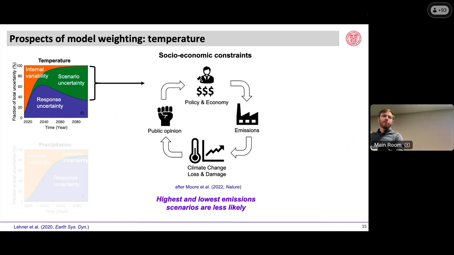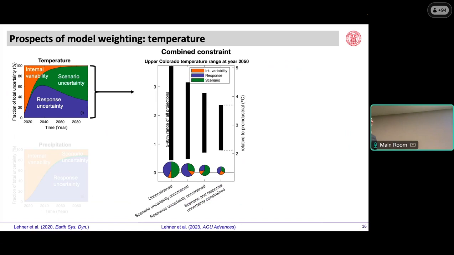A very brief intermezzo, just because we had a recent paper on this. There's also work now done on constraining more probabilistically the scenario uncertainty space. I know this is not the focus of this workshop, but there are some nice papers by Fran Moore and others. And we've recently tried to combine some of the more physically motivated constraints with these socioeconomic constraints. And this, again, is an example of temperature projections for the Upper Colorado River, where we apply in a stepwise fashion the scenario uncertainty constraints as well as the response uncertainty constraints.